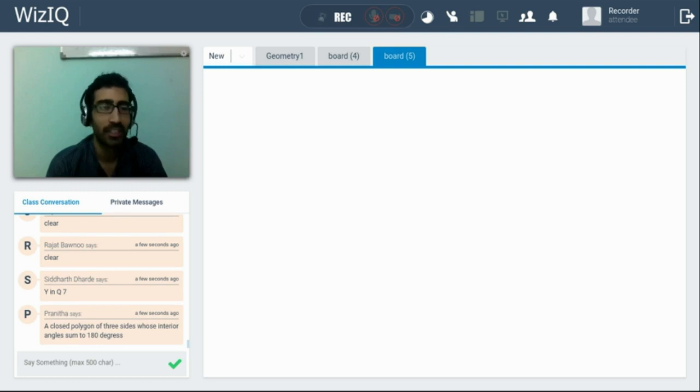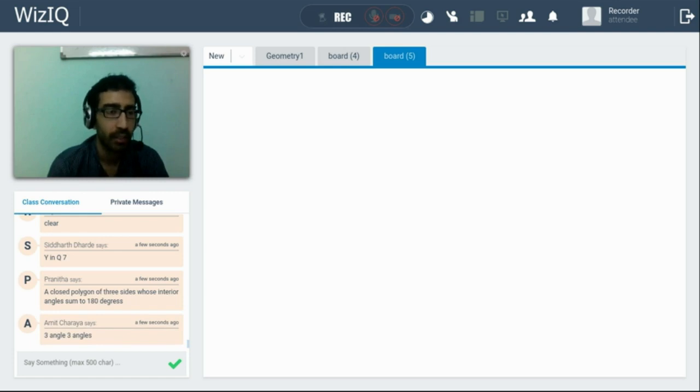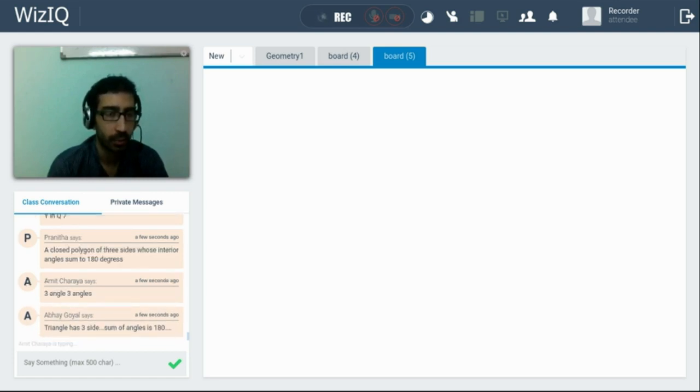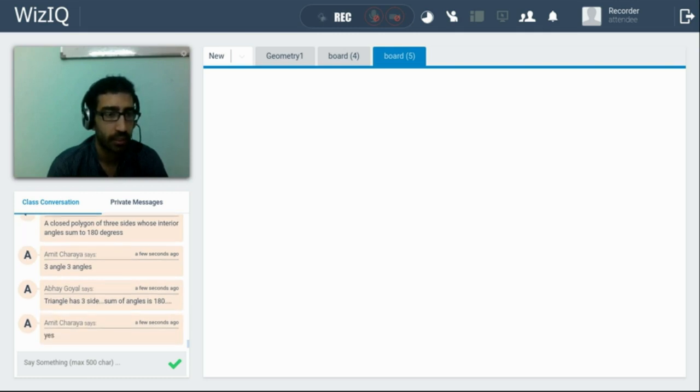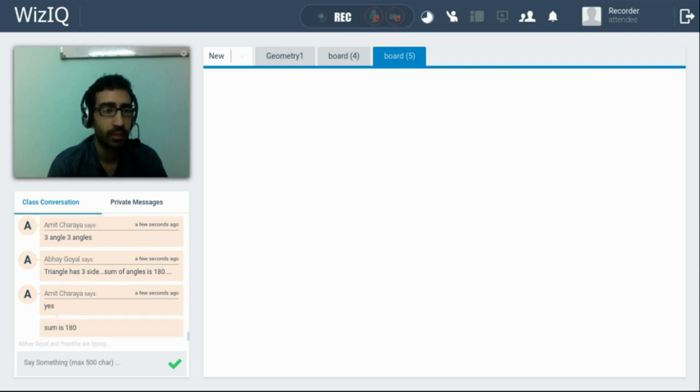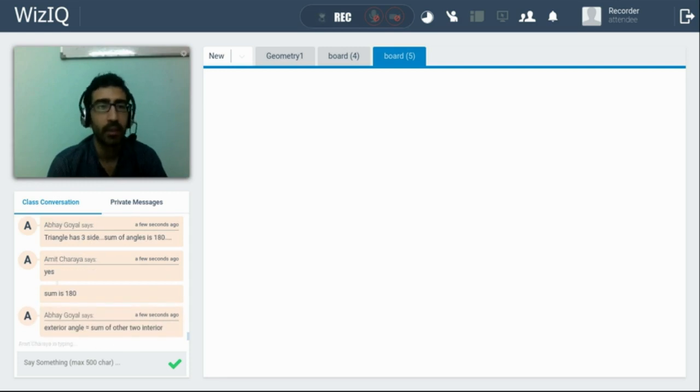Pranitha, that's a very bookish but correct definition. So it is a closed polygon of three sides whose interior angles equal 180. Very good. Any other definition? It has three angles, three sides. I guess that's what you wanted to write, Amit. It does indeed have three angles and three sides. Triangle has three sides. Sum of angles is 180. Okay. Anything else? Anything interesting? Anything new that you would like to add to this? Yes, sum is 180. Anything else?